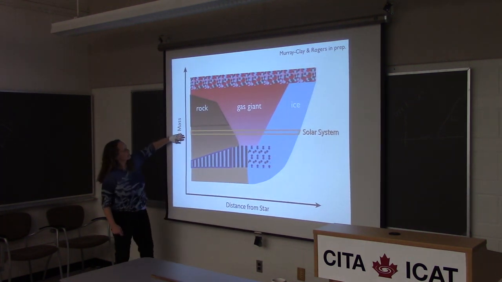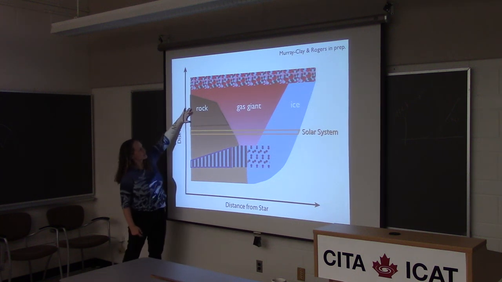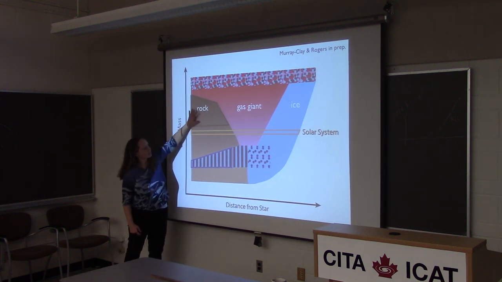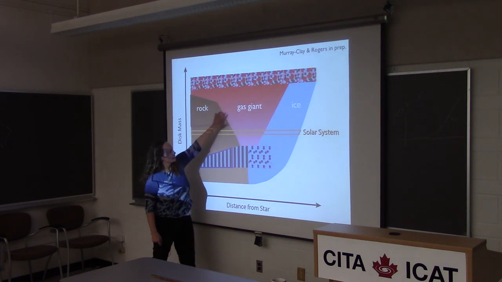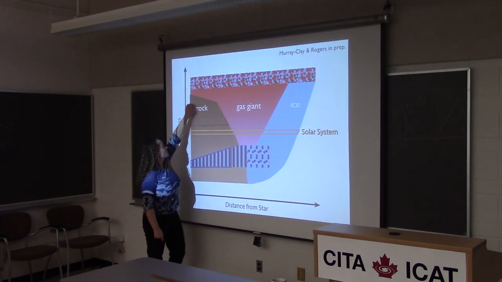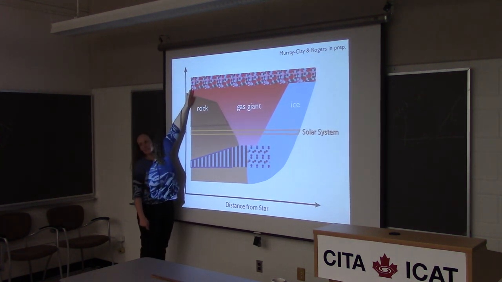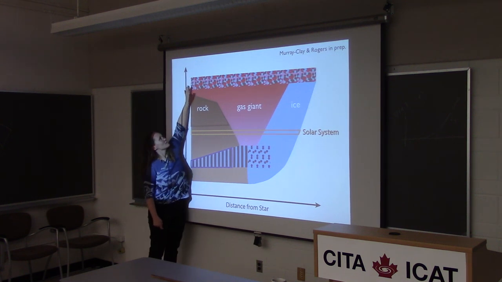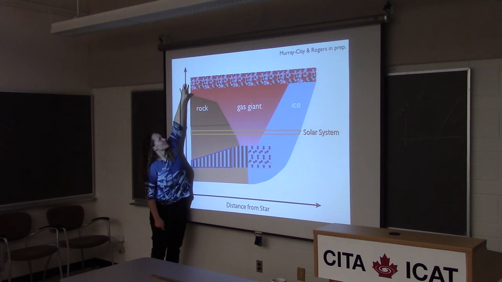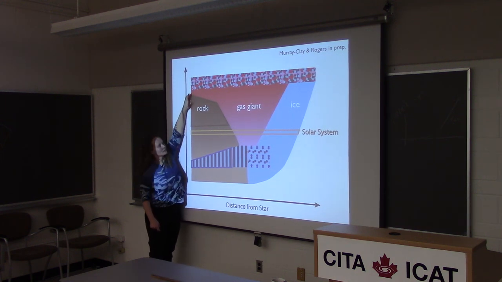And the idea is that if disk mass is what matters most, as you go up in mass, you expect to have more rocks, maybe super Earths here, gas giants and ice. If you go even higher in mass, then you have this dynamical mixing. And maybe all of the systems that we've seen, or at least most of them from the radial velocity sample, are actually in this little band at the top here.